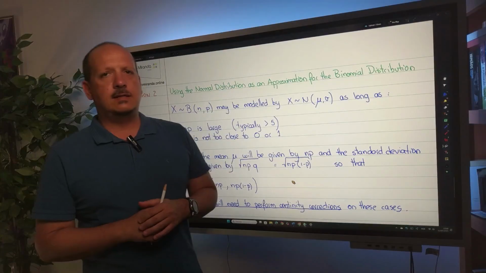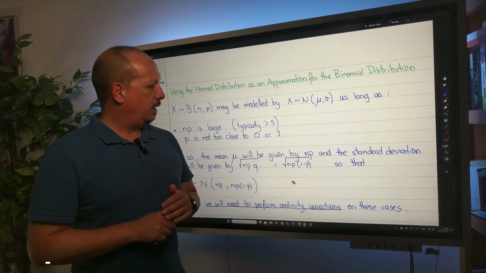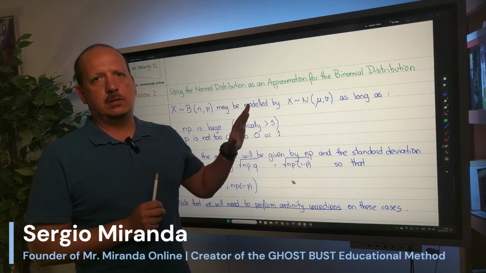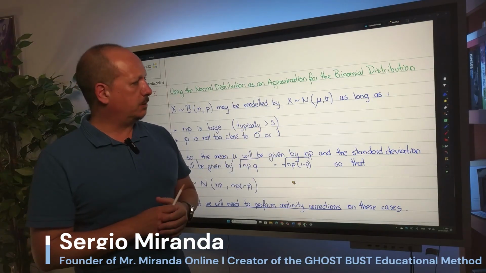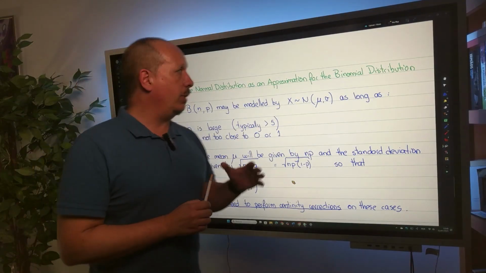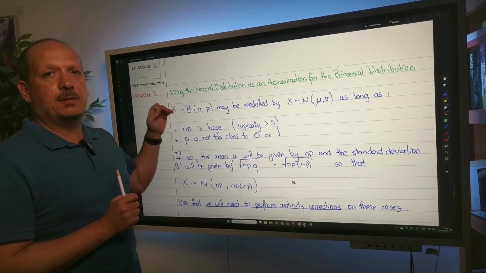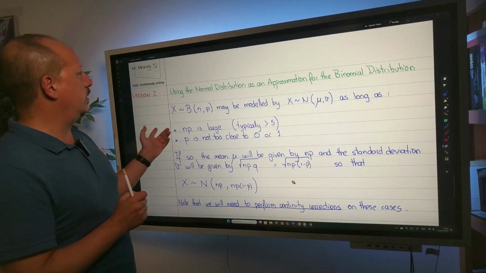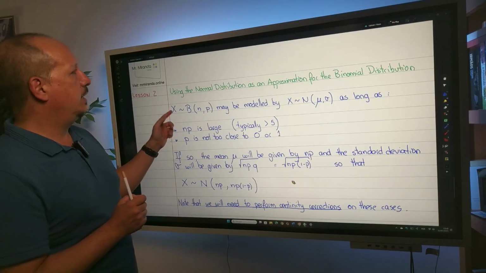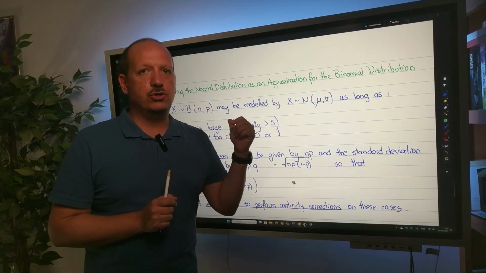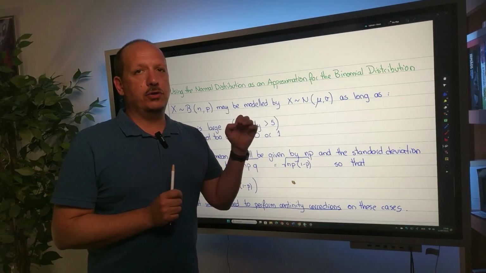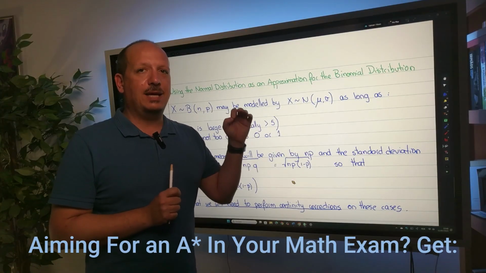This last lesson is a short one. You are going to understand this much better when you look at the examples that will come next. But anyway, what is the purpose of this? It is for you to know that sometimes it is possible to turn a binomial distribution into a normal distribution. But in order for you to do this, you need to check if something happens.